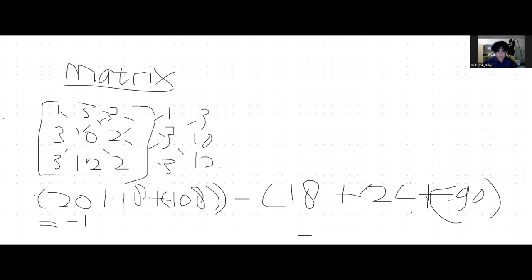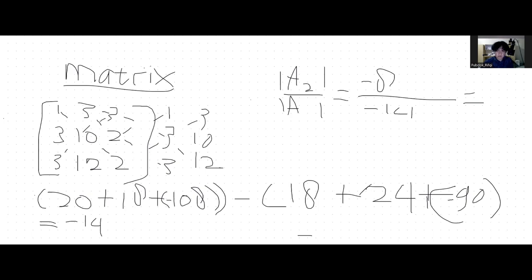So why did I say it's related to the first question? Is that we will divide it. The last one was like this, 8, 2, and A1. Let's call this A1. The last answer was minus 8, I believe. Yeah, I think it was minus 8. And the second was minus 14. So we will divide it. 8 divided by 14 equals 1.75.